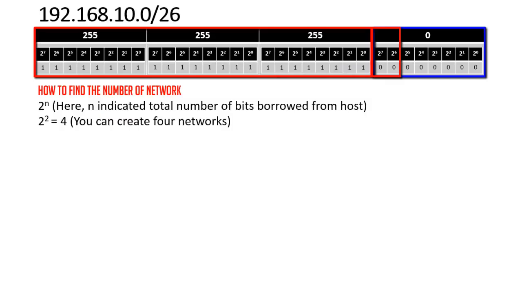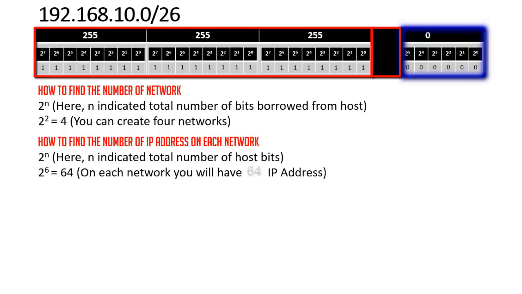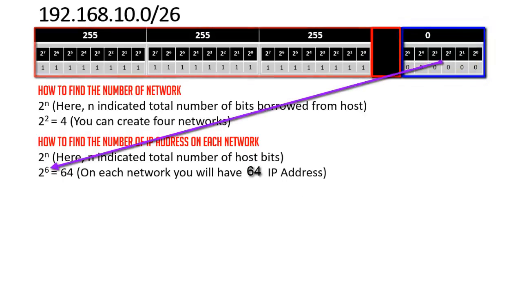Now the question is how to find the number of IP addresses on each network. The formula is 2 to the power n, but in this scenario n indicates the total number of remaining host bits. As we have taken 2 bits for the network, how many bits remain? Only 6 bits remain. So we write 2 to the power 6, which is equal to 64. It means you will have 64 IP addresses on each network.